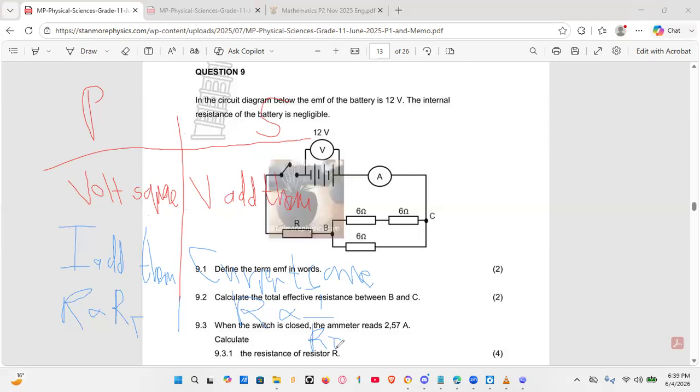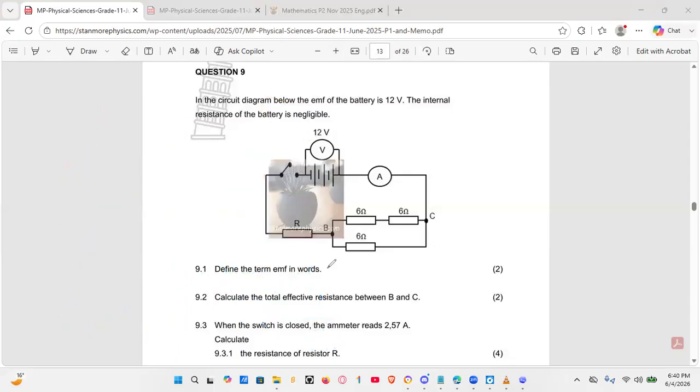So those are the three governing laws for circuits. So really can't mix them up because as you solve the question, these will make or break. Okay, so how do you define EMF? Define EMF in words.